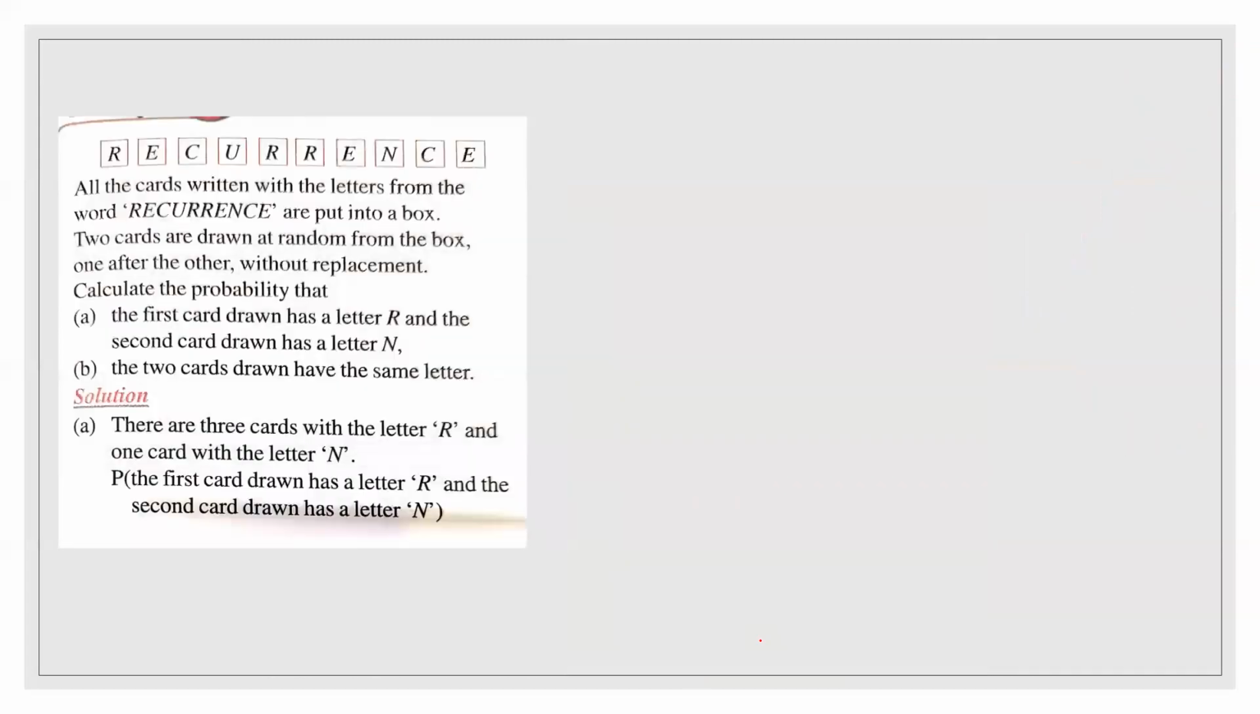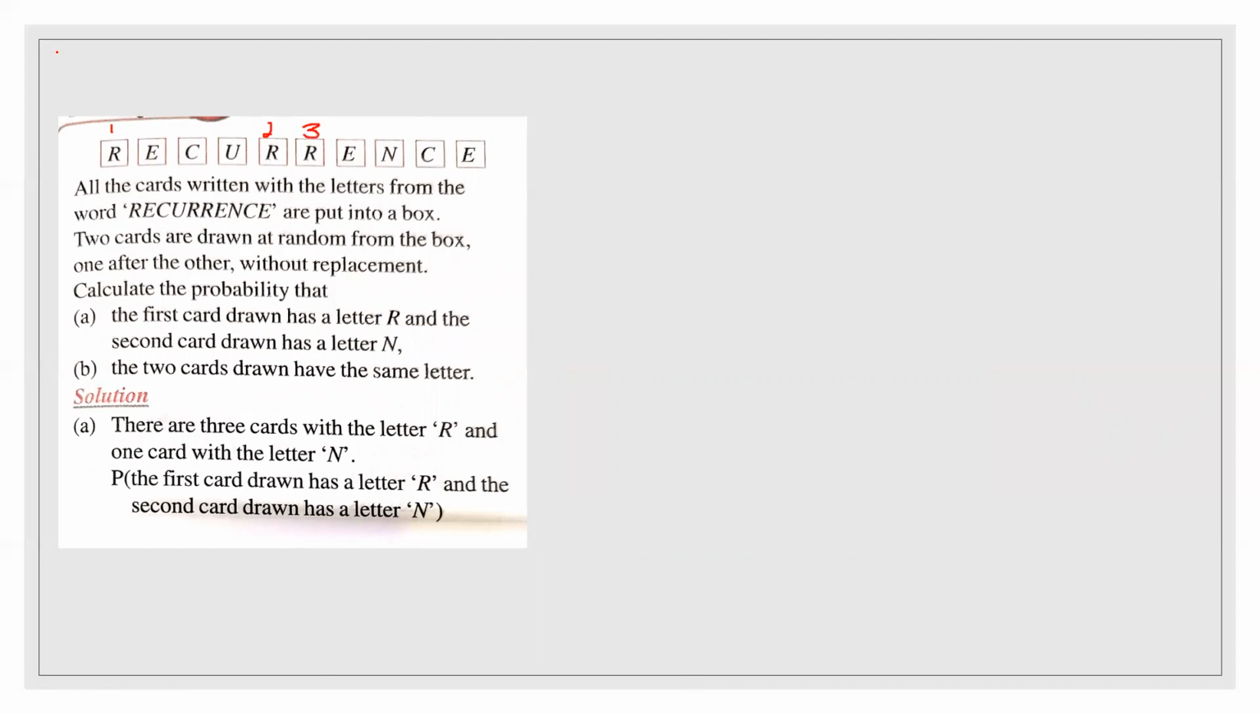Okay. Lastly, we are talking about cards. All the cards written with the letters from the word recurrence are put into a box. 2 cards are drawn at random from the box, one after the other without replacement. Calculate the probability that the first card drawn has a letter R and the second card drawn has a letter N. First things first, how many R do you have here? You have 1, 2, 3.